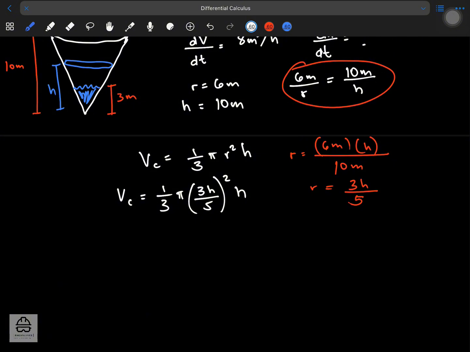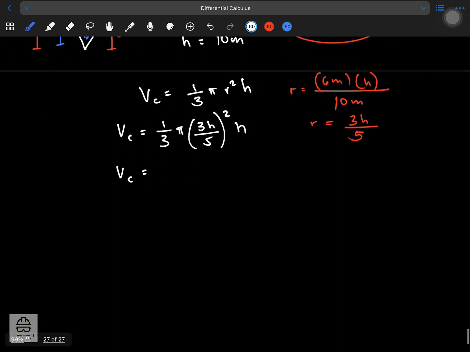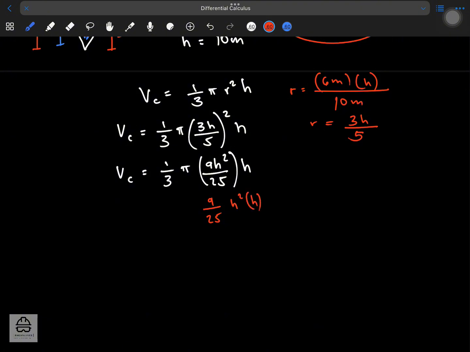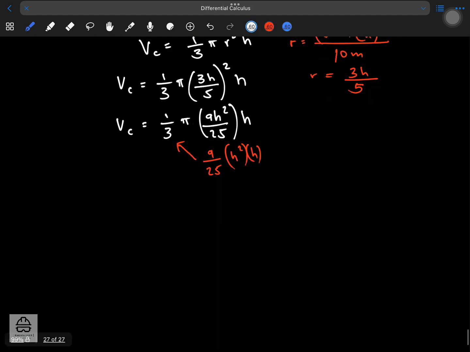Okay. Next, the volume of a cone is equal to 1/3 times pi times 9h squared divided by 25 times h. And we can separate this. That would be 9 over 25 h squared times h. And we can multiply this in this constant. So that would be the volume of a cone is equal to 3 pi over 25 times h cubed. So this is our equation now.